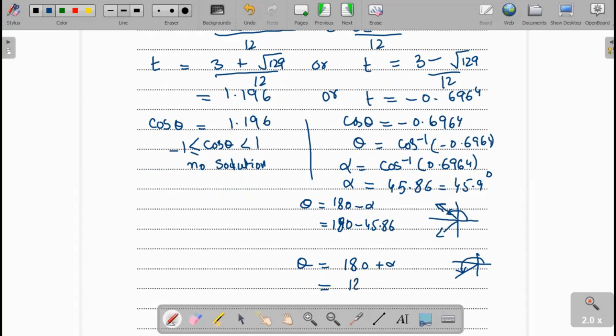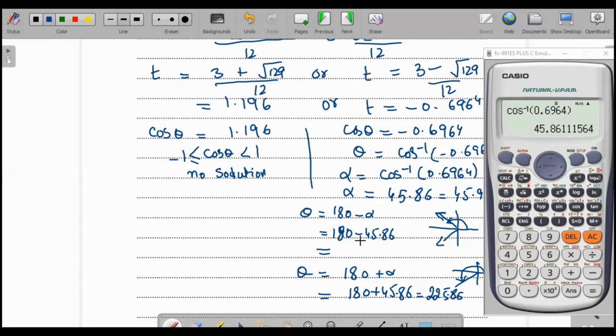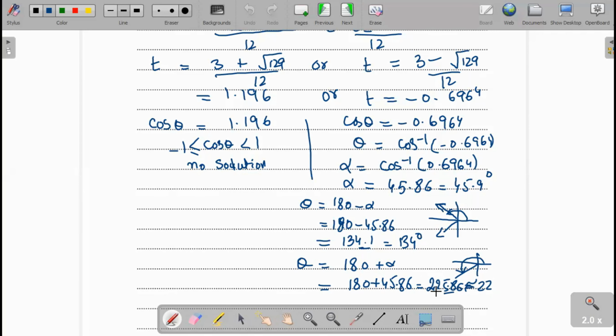Now 180 plus 45.86 is 225.86. Now here we calculate it. Now theta will be equal to 180 minus 45.86. Now 180 minus the answer, I get 134.13, and 225.8. The neighboring digit is more than 5, so you can write 225.9 degrees is the answer.